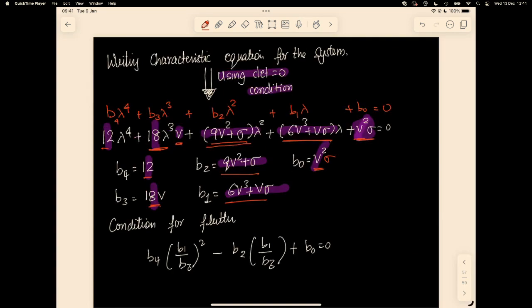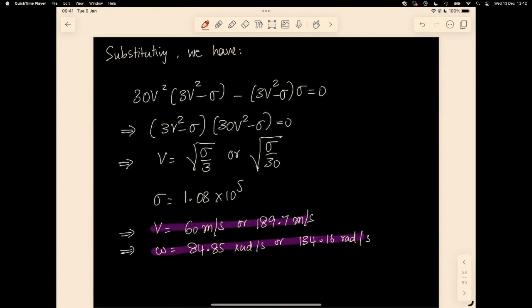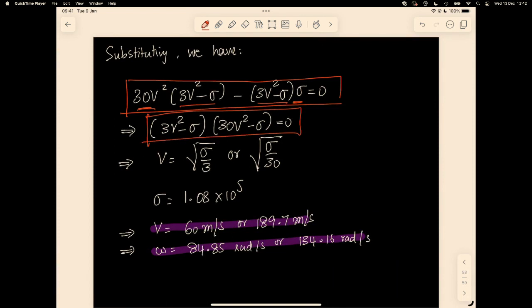Okay, so now if I substitute everything back into the condition for flutter, you'll get an equation in terms of velocity. I would leave the substitution to you, and if you simplify that, you'll get a simple equation of this nature: 3V square minus sigma into 30V square minus sigma.